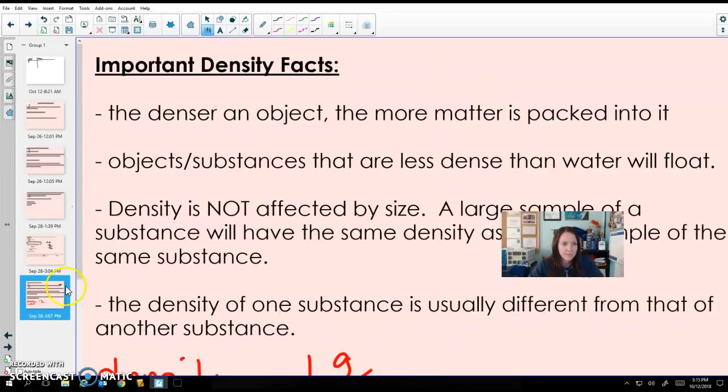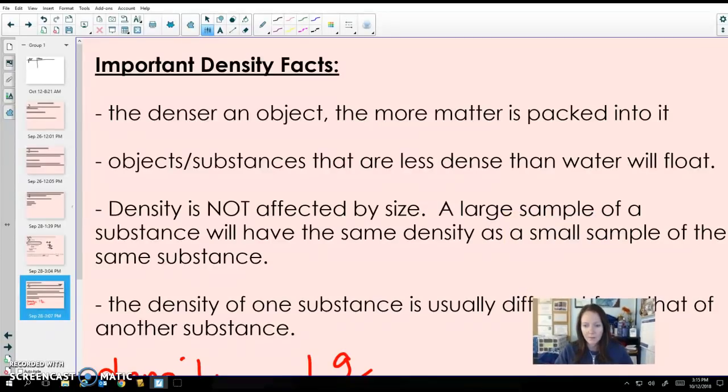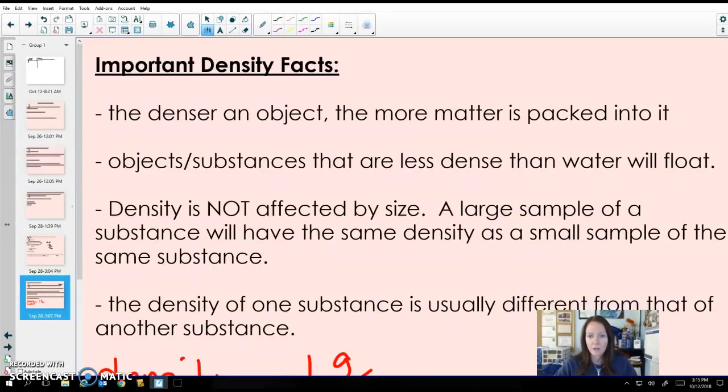And the last one. Alright, so important facts about density. So these are some things that are kind of cool, kind of different about density. First thing is that the denser an object is, the more matter is packed into it. And I kind of mentioned that. Also, really kind of a cool fact, objects or substances that are less dense than other substances will float on top. So for example, a substance that is less dense than water will float on top of water. Pretty cool.